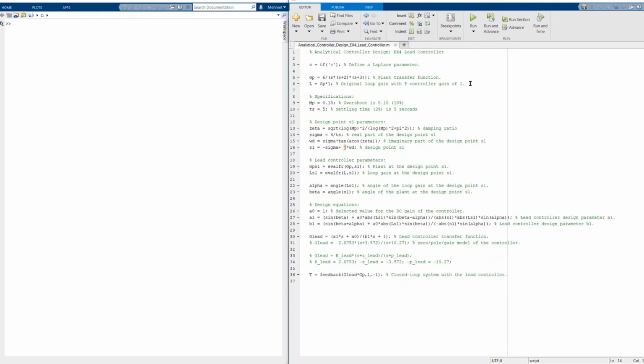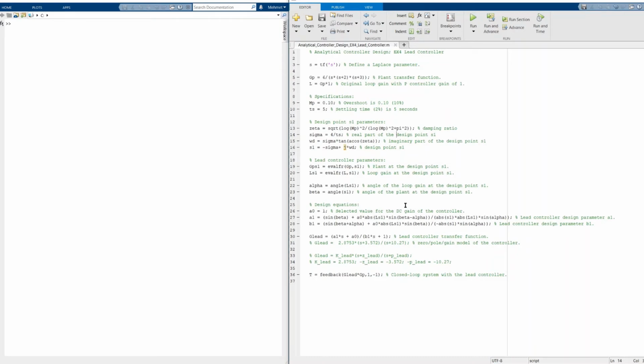Of course, in our original form, it is just a P controller with a gain of 1. Now we have the MP, which is our overshoot specification, also the settling time TS of 5. This is just the formula we have also used in the calculation section. Again, we use the zeta, sigma, and also the omega d, and also the design point. Now all of them are shown here, so I can calculate the alpha, beta, and also A1, A0, I mean S1, which is selected DC again.